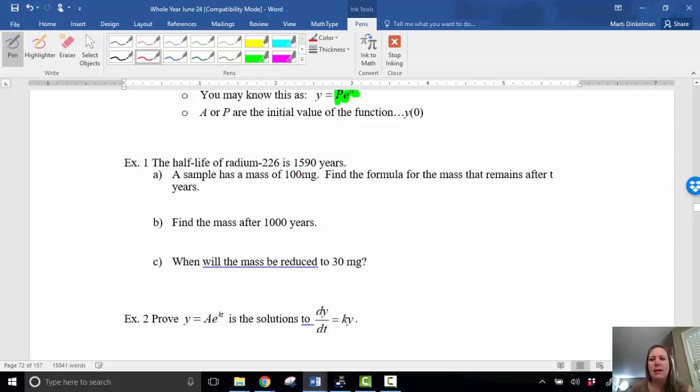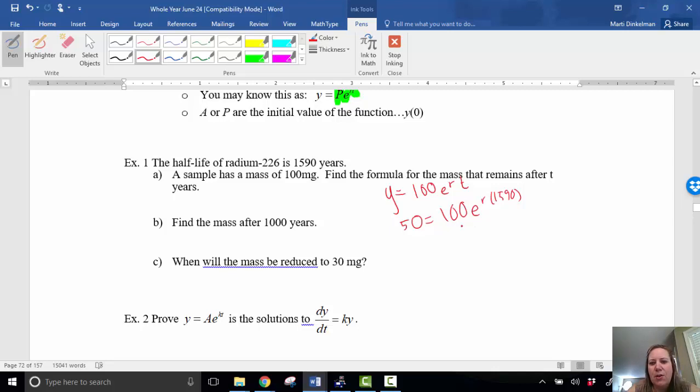Find the formula for the mass that remains after t years in this particular problem. There are lots of ways to do this, and you can use the half formula that you probably talked about in pre-calc, but I'm going to use the Pert part. So first, y equals 100 e^(rt), where the beginning amount is 100. Then they have to give us more information, and that's where the half-life is. So this will become 50 milligrams after 1,590 years.